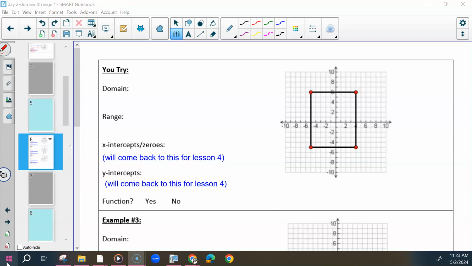What would the domain look like? Start it from the beginning. Curly bracket, x, vertical line, -5 less than or equal to x less than or equal to 4. Curly bracket, and then square bracket. Pause. So do you have any questions about the domain?